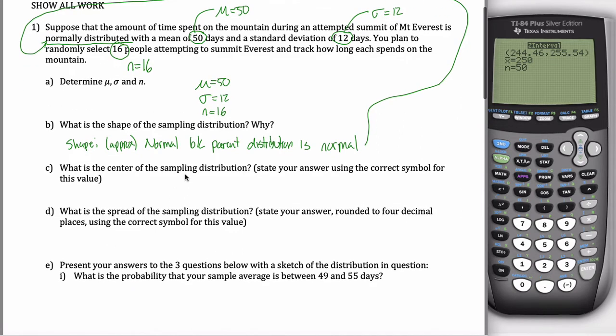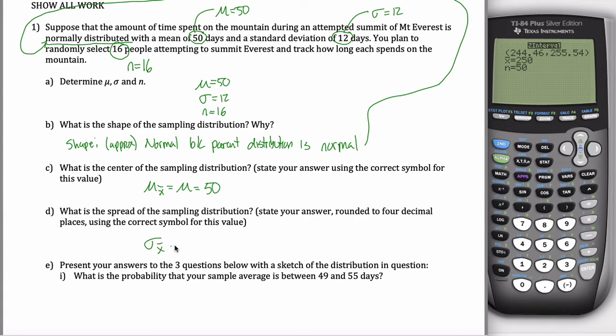What is the center of the sampling distribution? State your answer using the correct symbol for this value. It's mu with a little x bar in the subscript is the correct symbol for this value. The nice thing about mu sub x bar is it's always just equal to mu. And mu is equal to 50 in this problem. It's given up here.